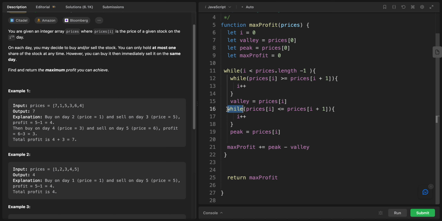And right now we will make another loop, while prices of i is less than or equal to prices of i plus 1. For this one, prices of i is less than or equal to prices of i plus 1, because it's less than 5. So peak will be 5, and the maximum profit will be the difference between value and peak. So it will be 4, because we buy the stock on day 2 with price 1, and we sell it on day 3 or 5. So we have 4 profit from the stock, and we just add this value to the max profit.